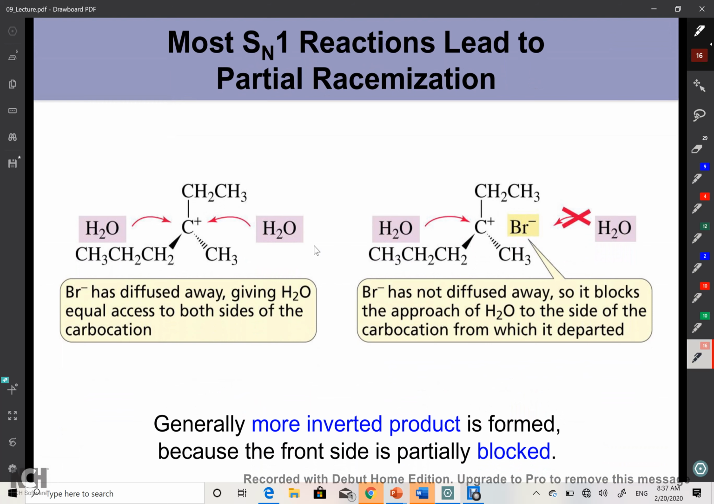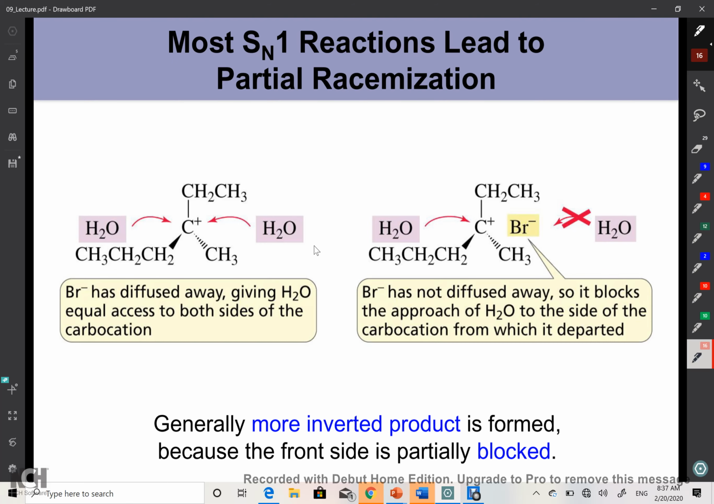Now, in nature, most of the SN1 reactions actually lead to a partial racemization. You know what racemization is? An equal mixture of R and S. But in this case, it turned out that sometimes you might have more of the S being produced compared to the R, or more of the R being produced compared to the S. That's a general observation.